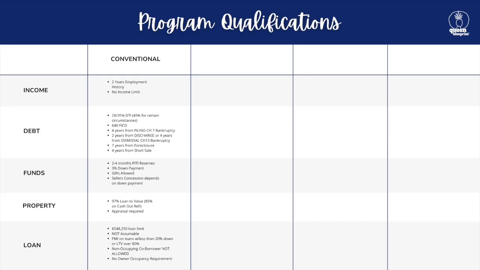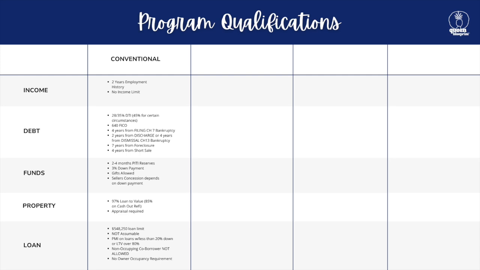So the first loan that we're going to go over for program qualifications is the conventional loan, okay? This is the conventional loan, all right? So for a conventional loan, they're going to be looking at, hold on.